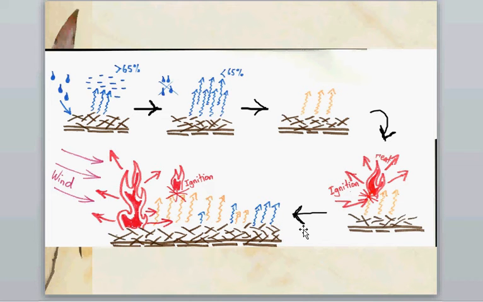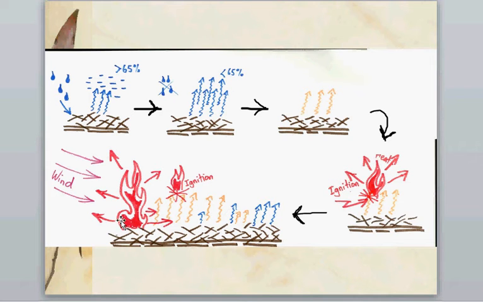Wind helps a lot, and wind will help a lot by transferring more of the heat sideways into the next piece of leaf litter. If there's no wind, a lot of the heat will just go straight up because hot air rises and be lost to the drying effects on the leaf litter around it. So wind helps that propagation of fire. Okay?